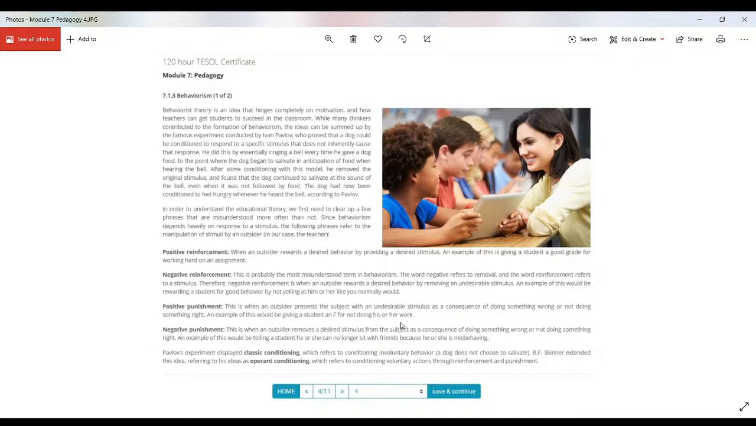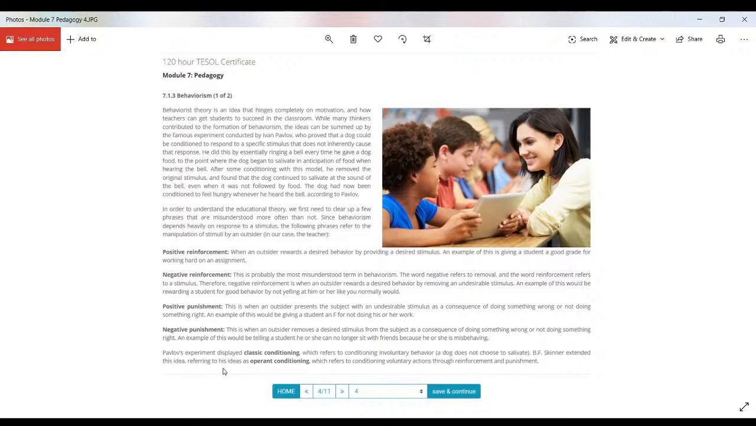An example of this would be giving a student an F for not doing his or her work. Negative punishment. This is when an outsider removes a desired stimulus from the subject as a consequence of doing something wrong or not doing something right. An example of this would be telling a student he or she can no longer sit with friends because he or she is misbehaving.